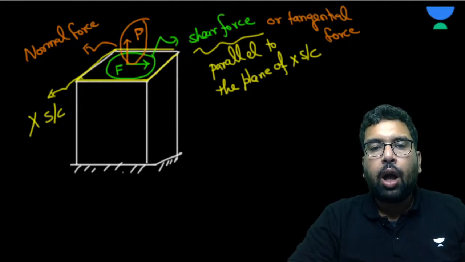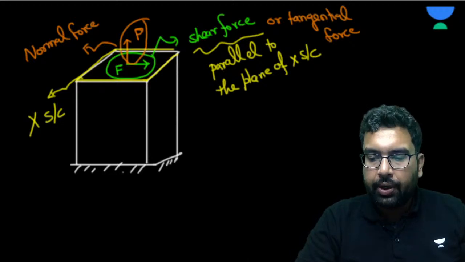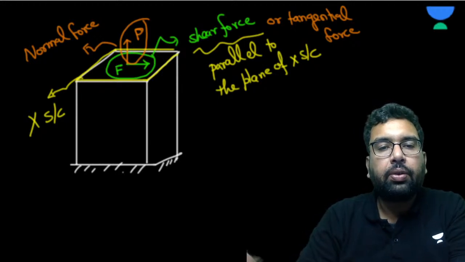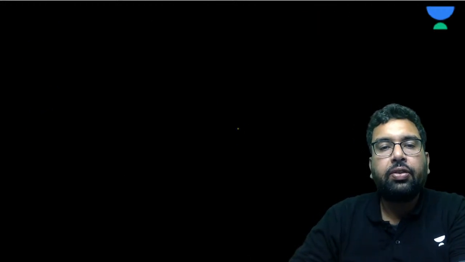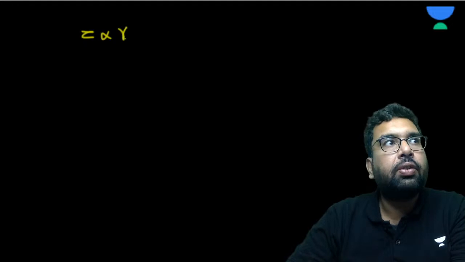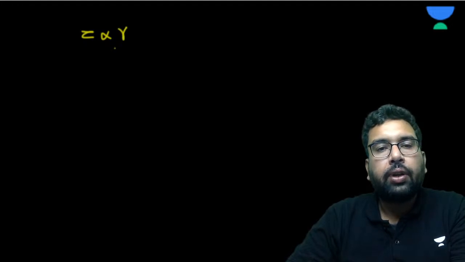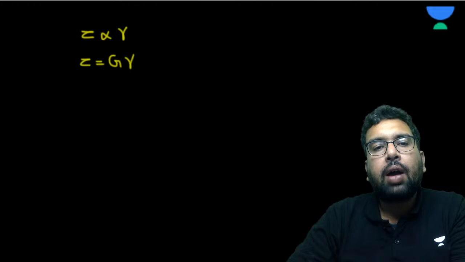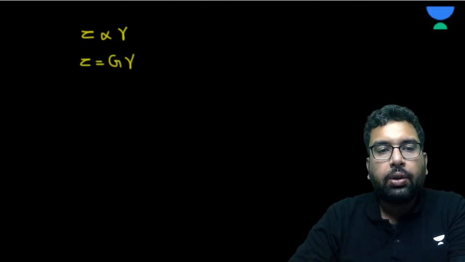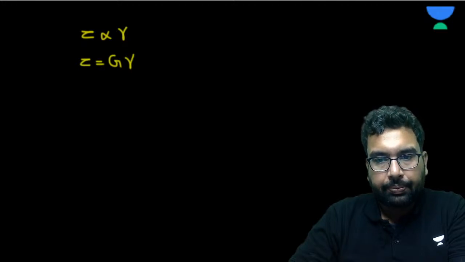So, beta, we are talking about the shear stress today. Now, how can we relate the shear stress and the shear strain? By Hooke's law, we can write that the shear stress is proportional to the shear strain. When we let go of the sign of proportionality, we get tau is equal to G times gamma.